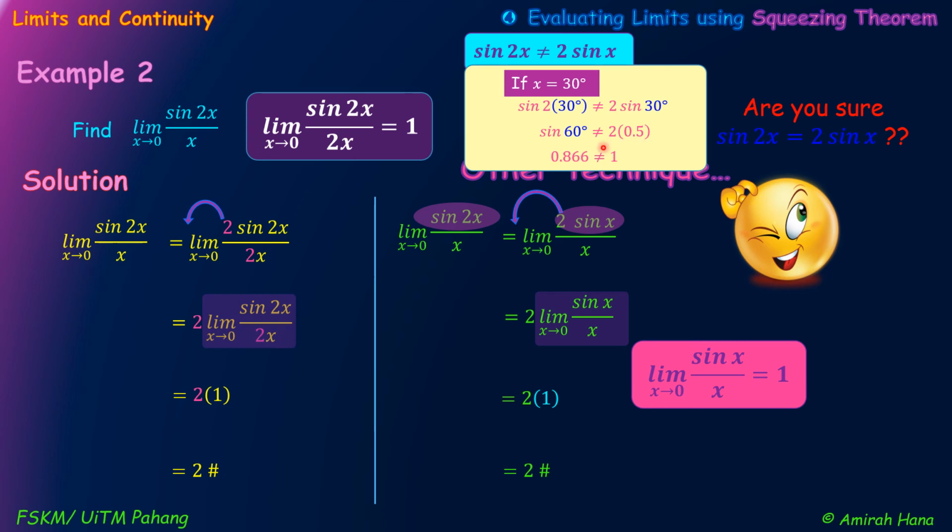So now we have sine 60 degrees on one side, and on the other side we have 2 times 0.5. 2 times 0.5 equals 1. And sine 60 degrees, when you calculate using a calculator, equals 0.866. So it's not equal, right? That's why sine 2x is not equal to 2 sine x. So please be careful.